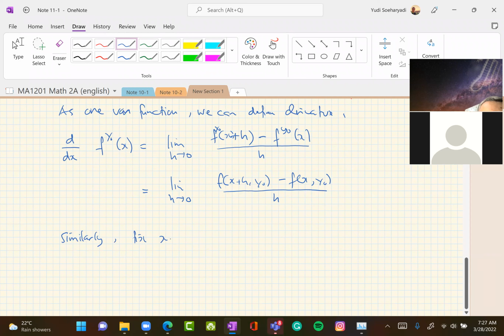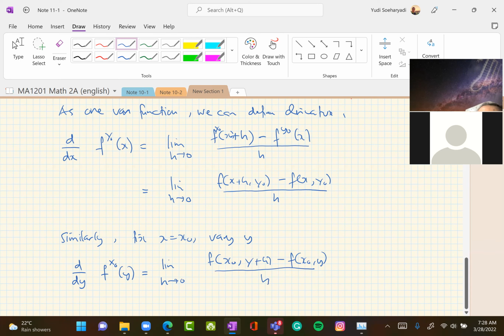You fix x equal x0, and you vary y, and you can take this derivative. Okay, so this is the limit of, see, this is x0 fixed and y plus h.